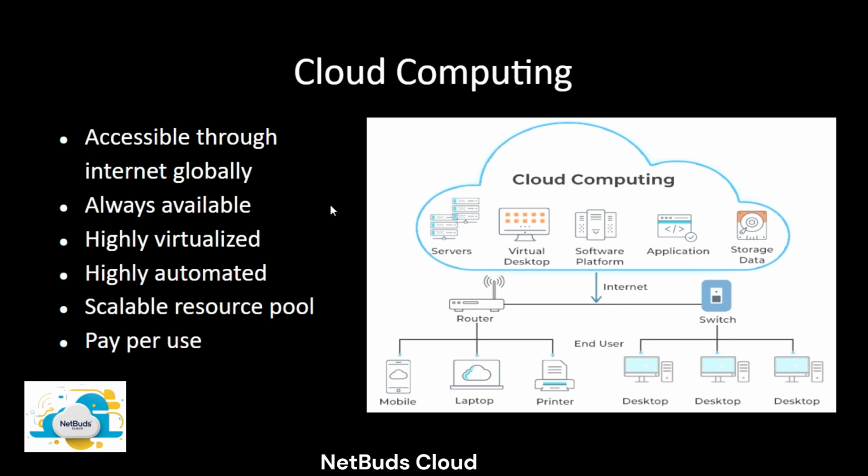So in simple words, what are the characteristics of cloud? It is accessible through internet from anywhere on the globe. It is always available. It is highly virtualized and automated. It has a scalable pool of resources, and it is a pay-per-use model. So it is a consumption-based model. Whatever services you are consuming, you will only pay for that.